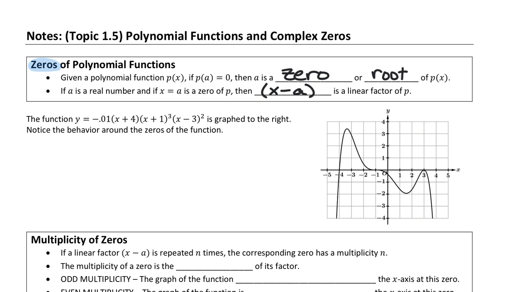So if we look at this function that I have graphed there for you, we have y equal to negative 0.01 times x plus 4 times x plus 1 cubed times x minus 3 squared. It's graphed over there. Let's notice some behavior around the zeros of the function. First of all, if we look at the zeros, we have 3 places where this graph crosses or touches the x-axis. Do you agree? We have 3 distinct zeros, 3 distinct places where this graph is going to cross the x-axis. 3 distinct real zeros. Let's list them.